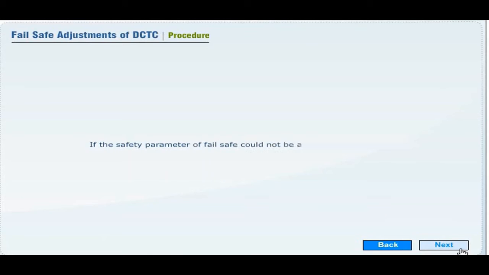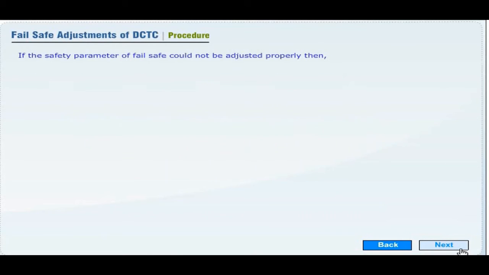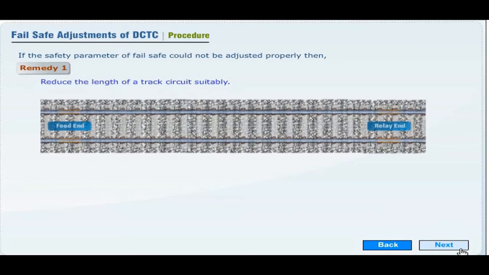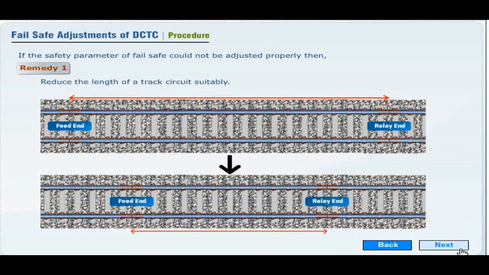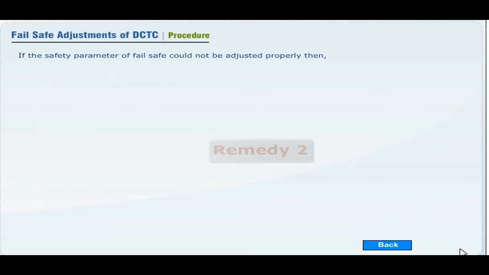If the safety parameter of fail-safe could not be adjusted properly, then Remedy 1. Reduce the length of a track circuit suitably. Remedy 2. Provide cut section track circuits.